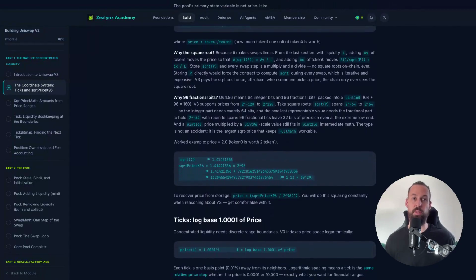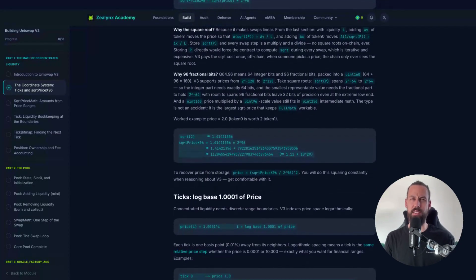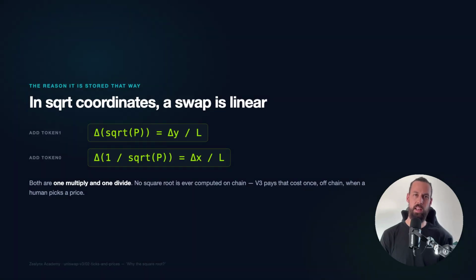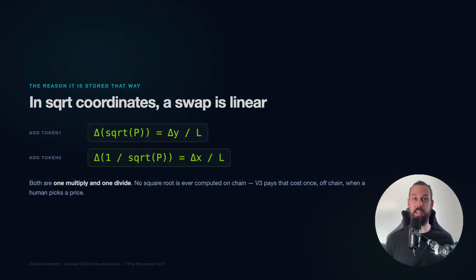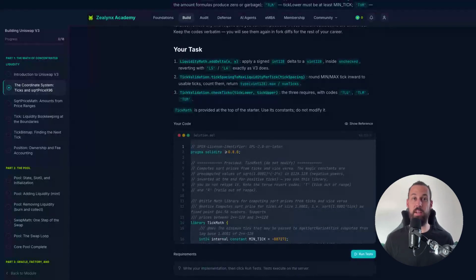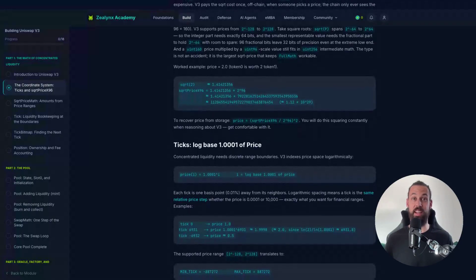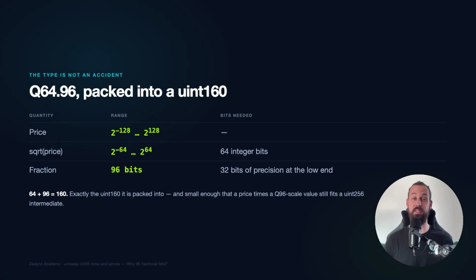So if the pool stores the square root of the price, every step of a swap is 1 multiply and 1 divide. That's it. If it stored the price directly, the contract would have to compute a square root on every single swap on chain, and square roots are iterative and expensive. So V3 pays the square root cost exactly once, off chain, when a human picks a price. The chain only ever sees the result, right? That's the trade. Now why 96 fractional bits?